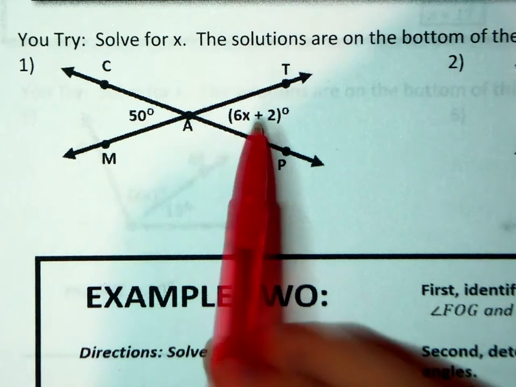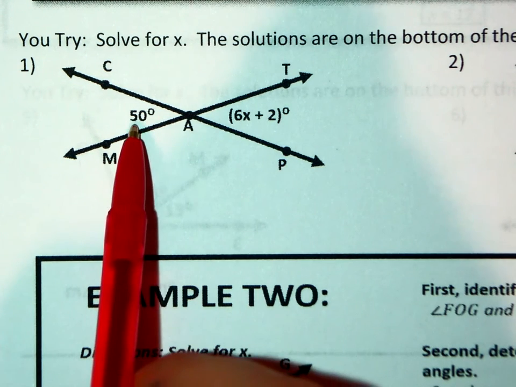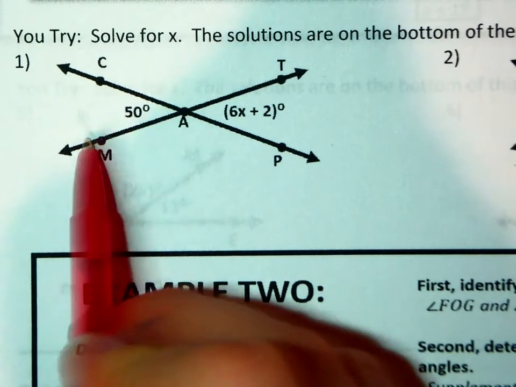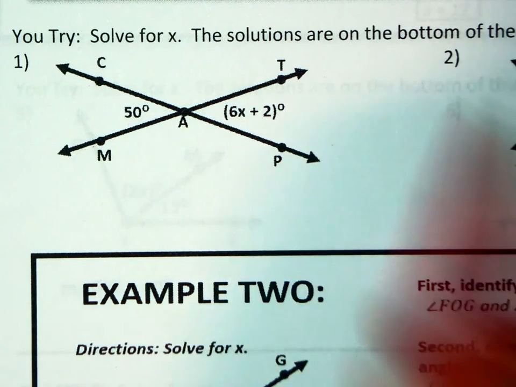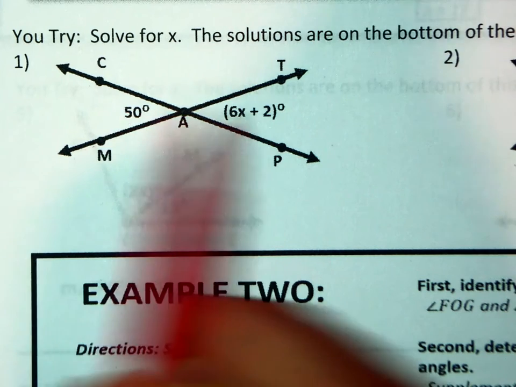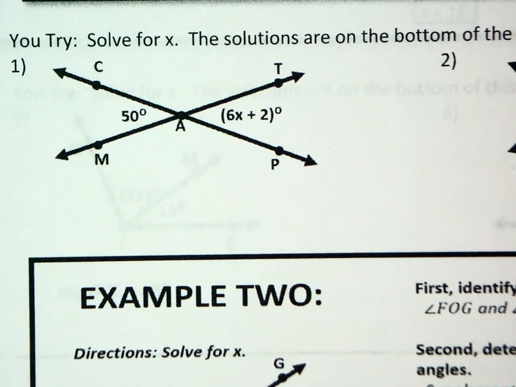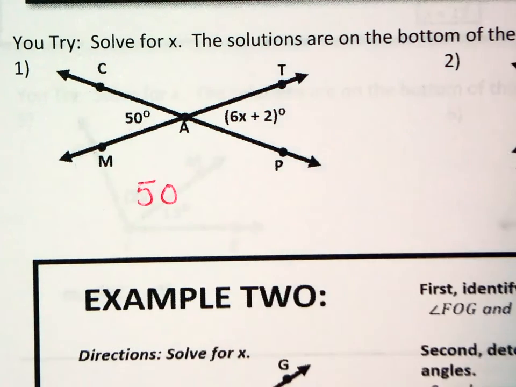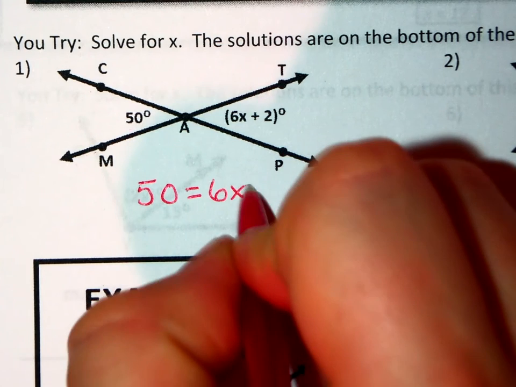What is our angle relationship between the two angles that actually have either an angle measurement or an expression angle measurement? We know that these two angles are vertical angles. Our definition of vertical angles told us that vertical angles are congruent. Since they are congruent, that means they are equal. So I can write a statement in which I set these two angles equal to each other. 50 equals 6x plus 2.